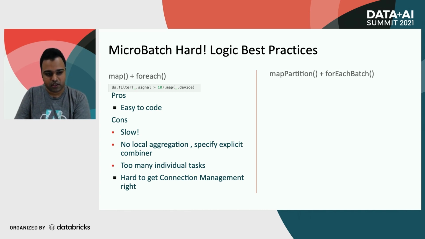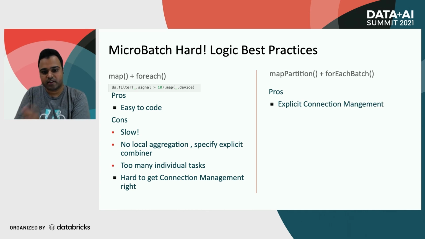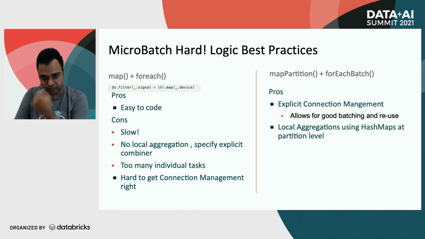So given this, let's compare it with the map partition and foreachBatch approach. The pros of this is we get explicit connection management, because we're doing batch by batch. So for every group of records, we can manage the connection. The batching and the reuse of connections is well established here. We can do local aggregations using hash maps at the partition level, or any other aggregating mechanism that you can use. You can also use the MicroBatch data frame itself as an aggregation step. So you have much finer control at that point.